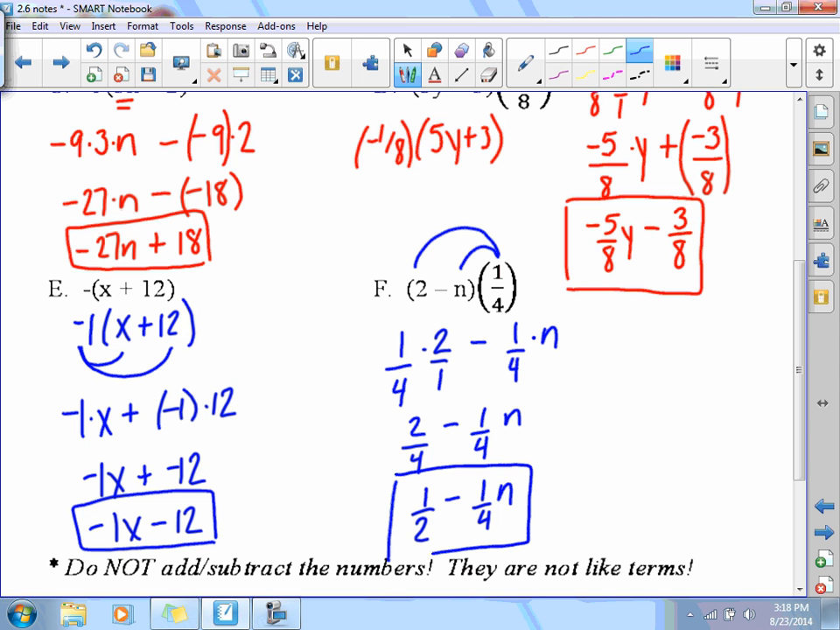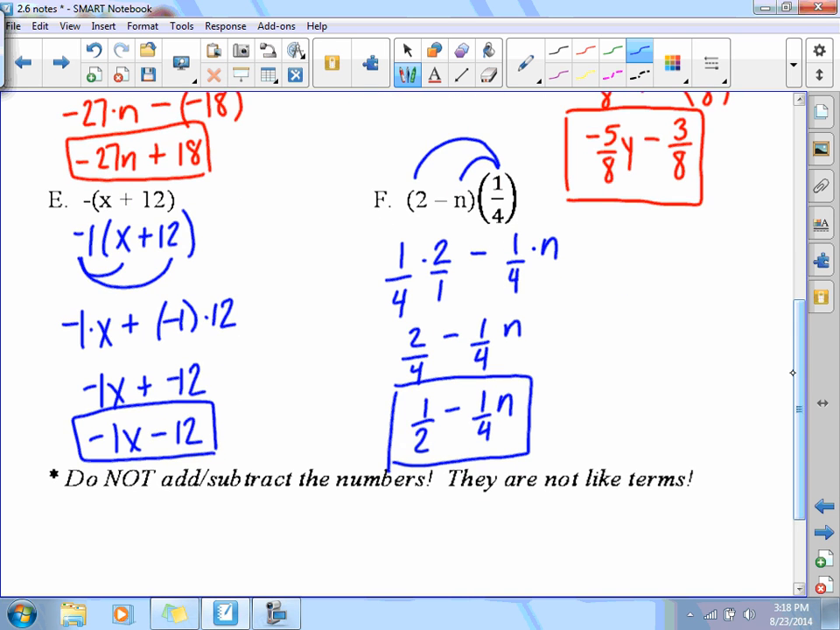There's my simplified expression. Remember, don't combine them together. Don't take 1/2 minus 1/4. This 1/4 has an n, so they're not like terms. It's like apples and oranges. There's a little note here that says, don't add or subtract the numbers. They're not like terms. So I've said it about 5 or 6 times now, and then it's written in the notes as well. So it must be really important to remember not to combine the unlike terms.